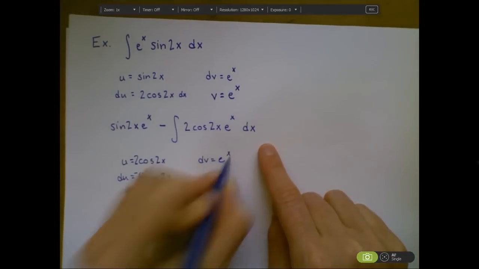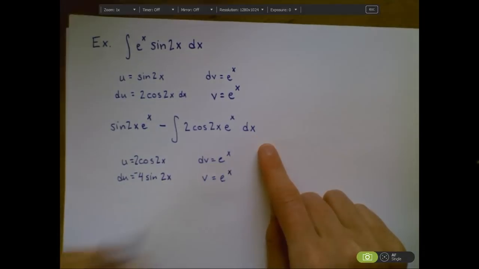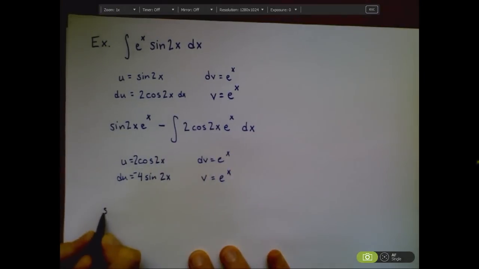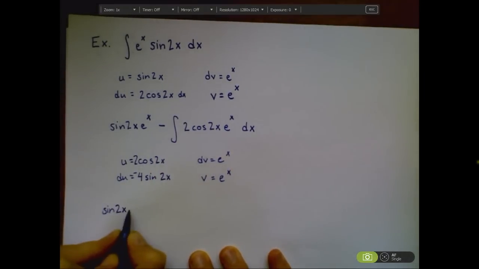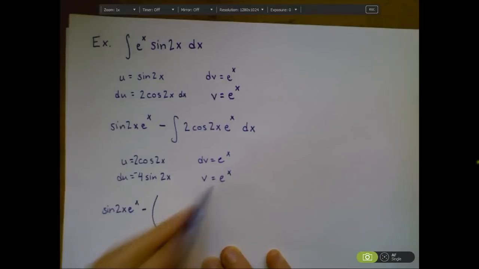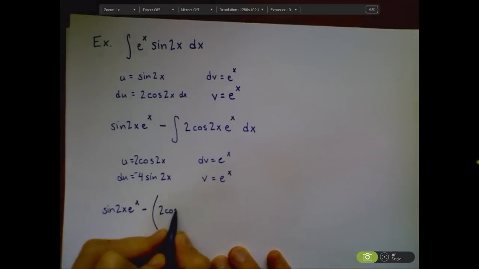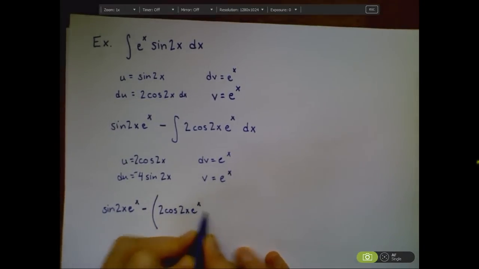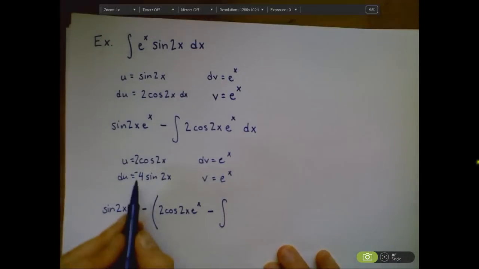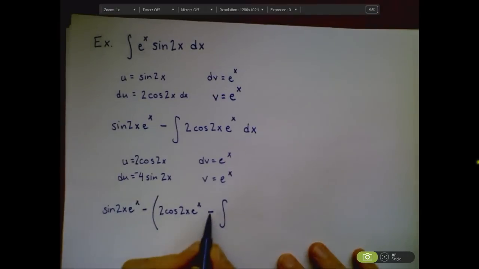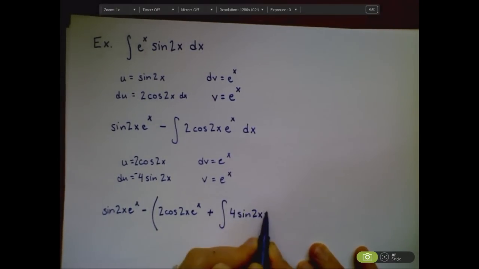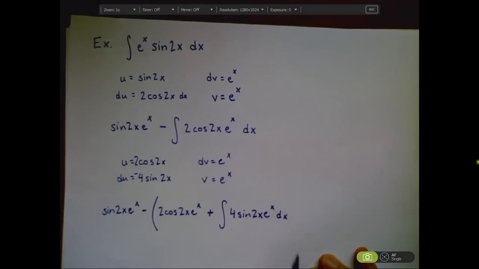dv is equal to e to the x, v is equal to e to the x. And we do by parts again, just for this piece of the integral. So we still have this leading term, sine of 2x e to the x, minus uv, 2 cosine 2x e to the x, minus the integral of v du. So this minus the negative becomes positive 4 sine 2x e to the x dx.